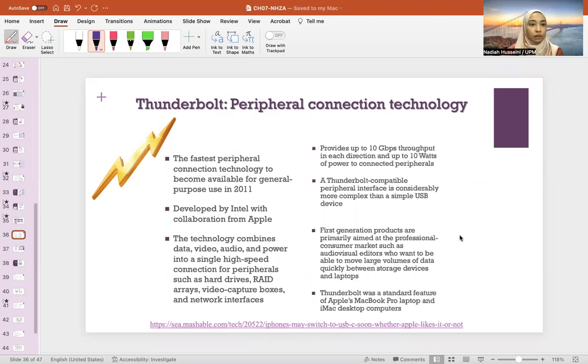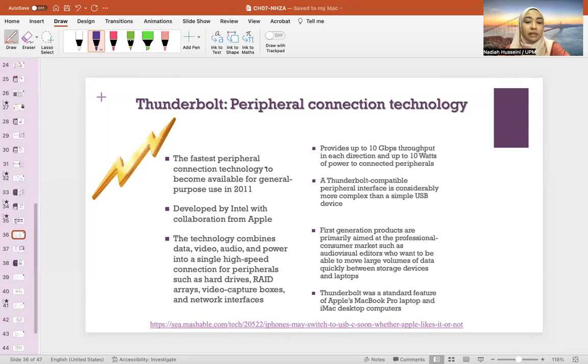After Thunderbolt, they called it Lightning Port. Previously, it was called Thunderbolt, if I'm not mistaken. So Thunderbolt is a peripheral connection technology, or an I/O connection technology. It was the fastest peripheral connection technology to become available for general purpose use in 2011. So basically Apple came through with this new technology.